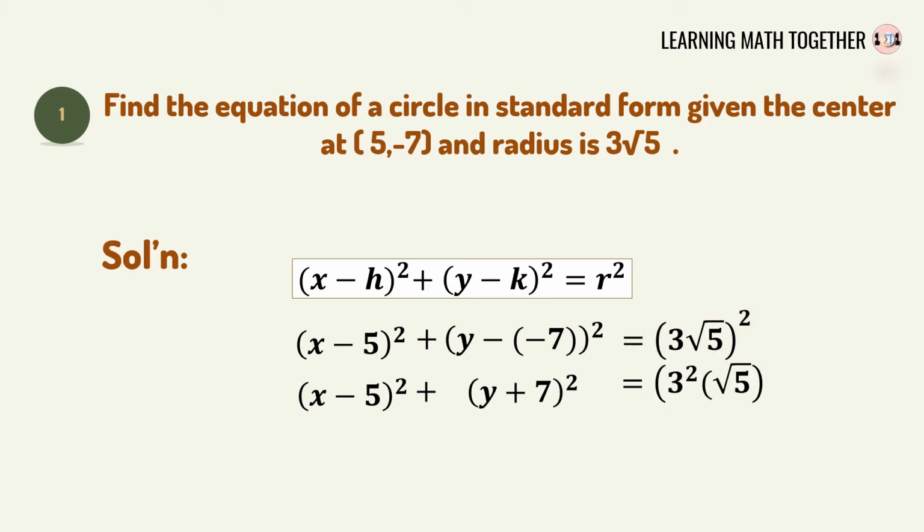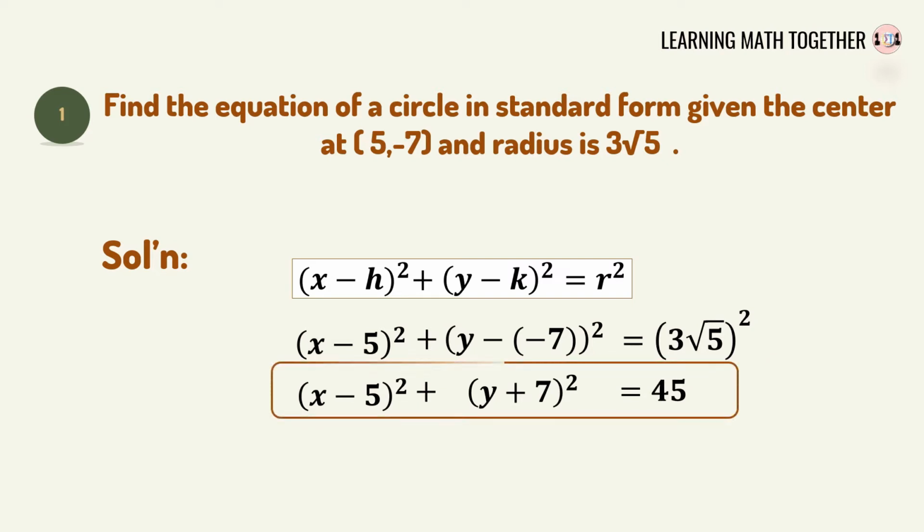So we have to square 3 and then square the square root of 5, and then simplify further to cancel this out. So it will give us 9 times 5, that is equal to 45. Therefore, the constant term on the right side of the equation is equal to 45. Therefore, the equation of a circle is (x - 5) squared plus (y + 7) squared equals 45. Now let us move on to the next example.